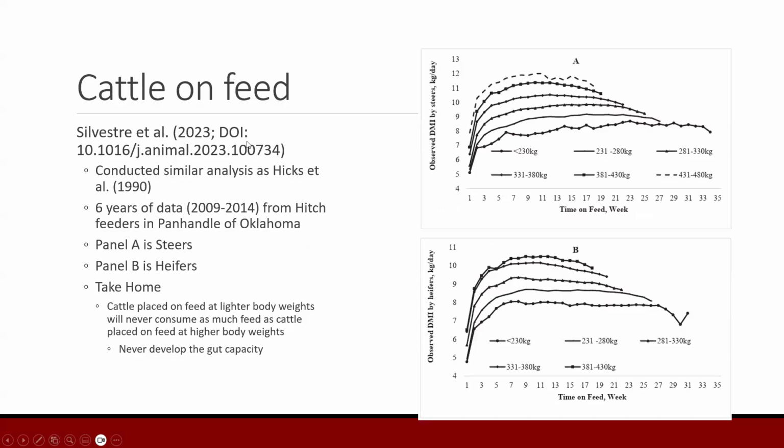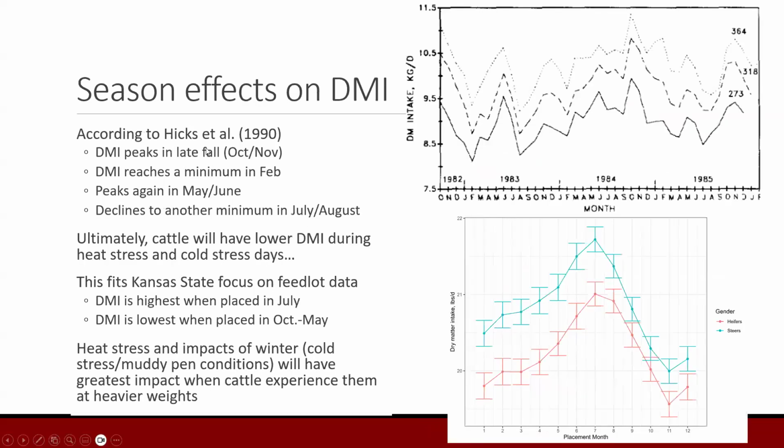Here's another paper published in 2023, but a similar approach. They took closeouts from a feed yard in the Panhandle of Oklahoma over a 6-year period. Panel A is for steers, panel B is for heifers. Again, the take-home: cattle placed on feed at a lighter body weight just do not have the gut capacity to consume feed like those heavier animals. They're always going to have a lighter intake than animals that are placed on feed at heavier body weights.